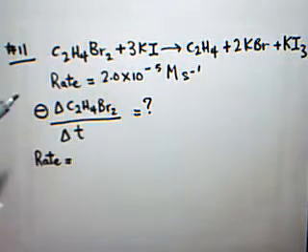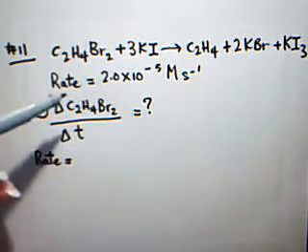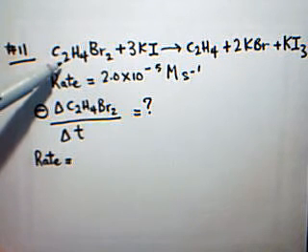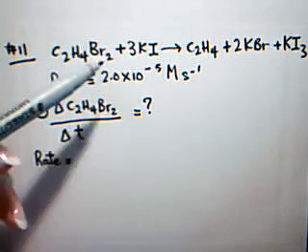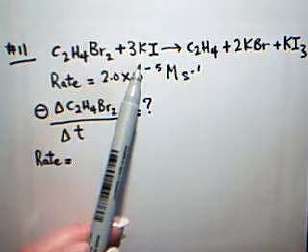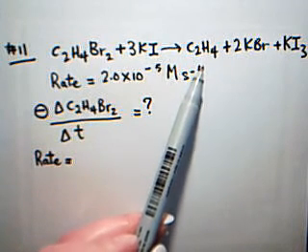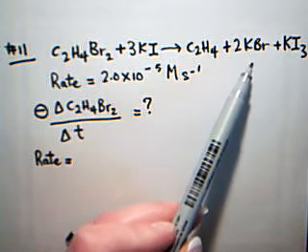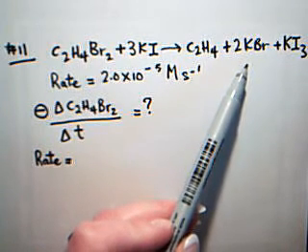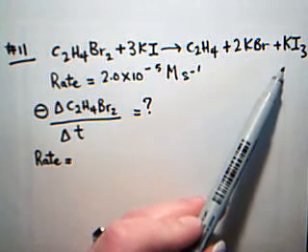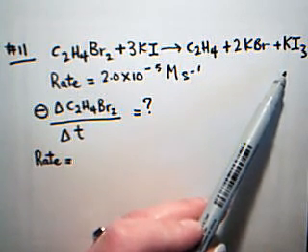And so I can write that the rate of this reaction is equal to, for every species, let's just say this instead of writing it out. The reaction rate would be equal to a minus delta C2H4Br2 over delta T. It would be equal to a minus 1/3 delta KI over delta T. It would be equal to a positive delta C2H4 over delta T, which is equal to a positive 1/2 delta KBr over delta T, and that would be equal to a positive delta KI3 over delta T.